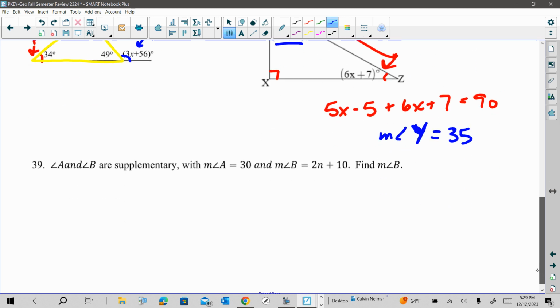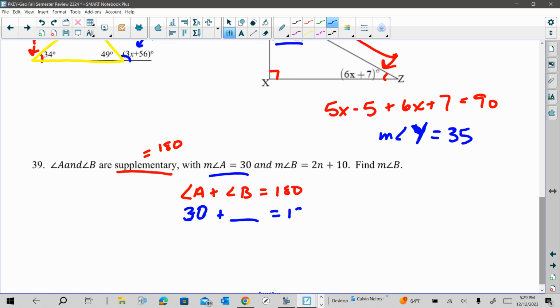And then our keyword on 39: A and B are supplementary. That means they equal 180. So angle A plus angle B equals 180. Now we can plug it in. They want you to find the measure of angle B. So work smarter, not harder. If I know my A is 30, 30 plus what equals 180? Yep, 150. We're done.